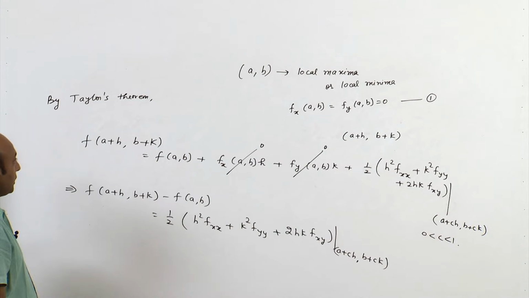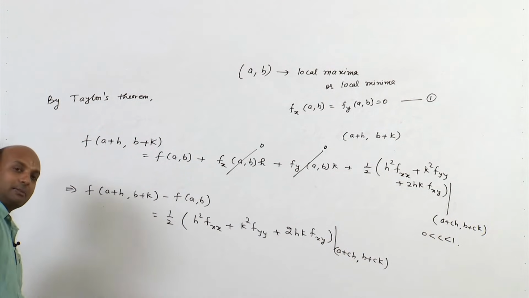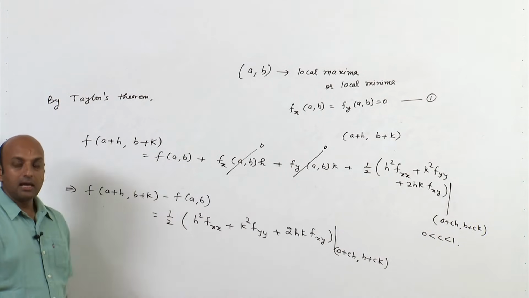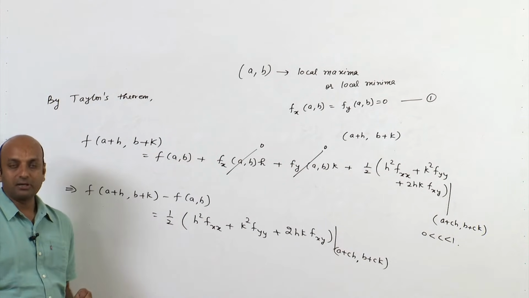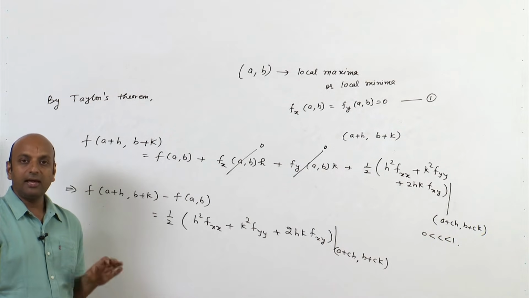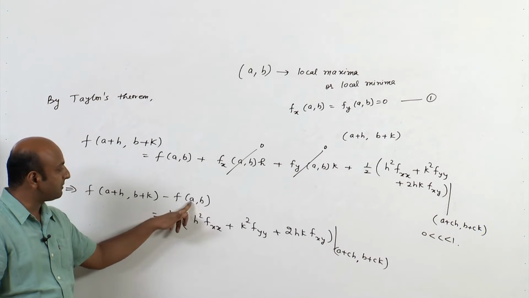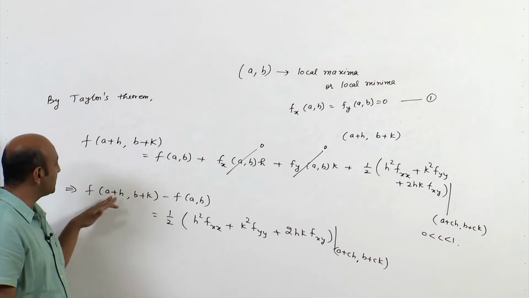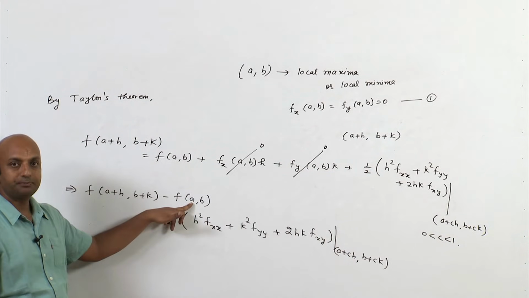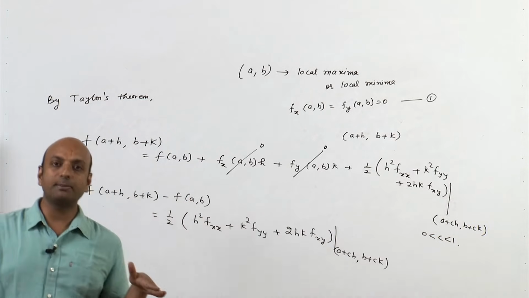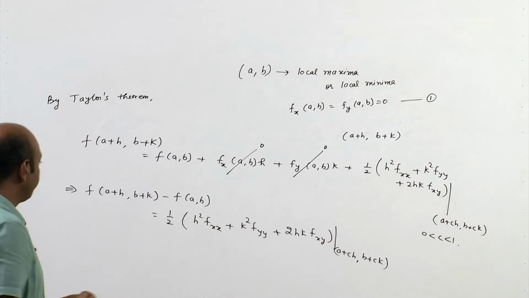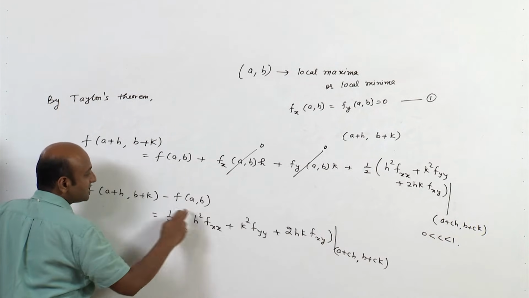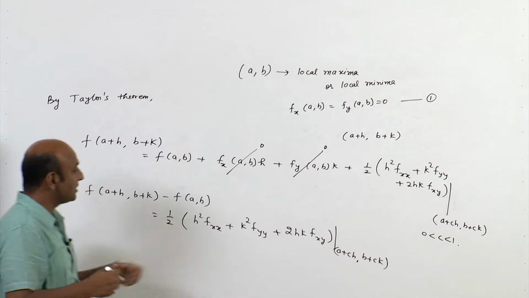Now, to see whether this point is a point of local maxima, local minima or saddle point, we have to see the sign of this. Suppose a comma b is a point of local maxima, that means the value of the function at this point will be less than this, because a comma b is a point of local maxima. So, this value will be less than 0 and hence this must be less than 0.